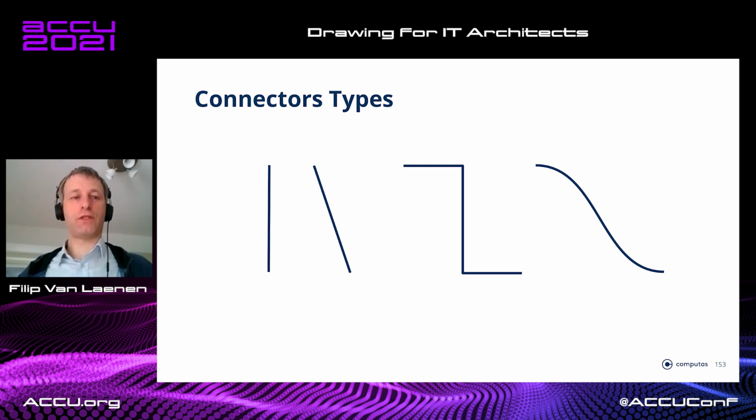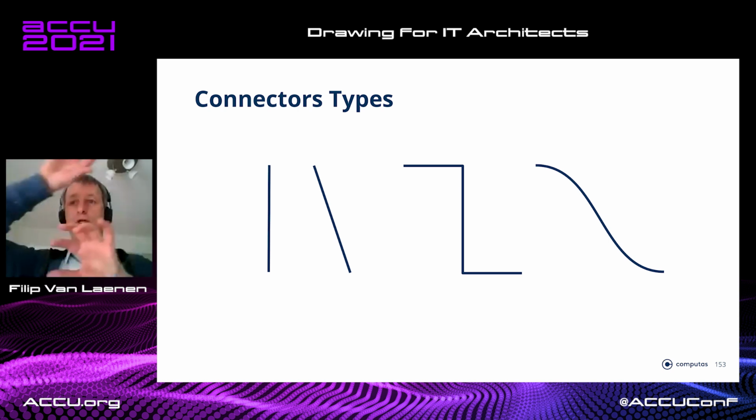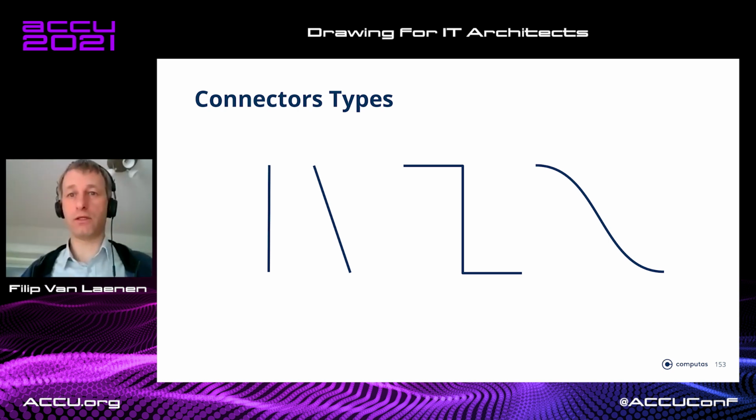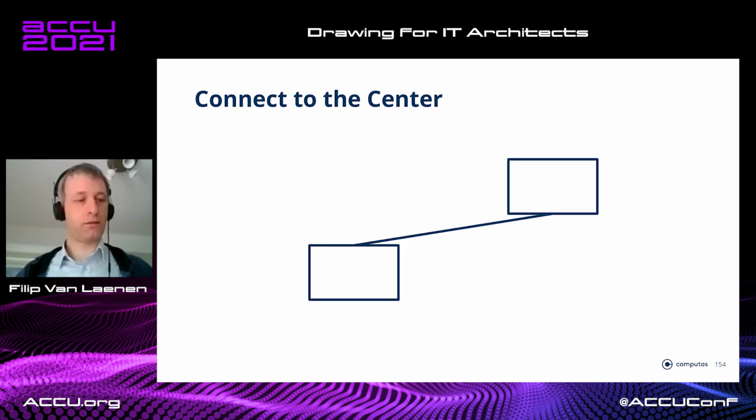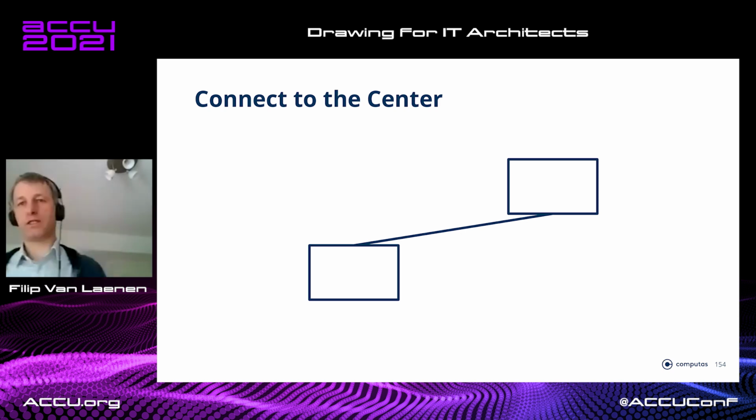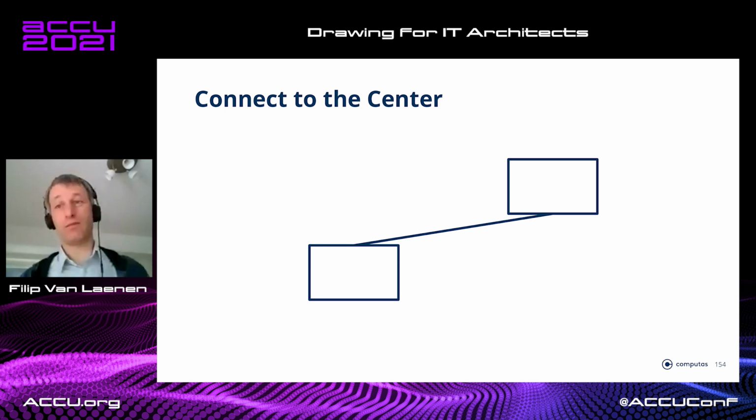And then there's, of course, the type of connectors. Straight lines. Are you going to use diagonal lines if components are not aligned vertically or horizontally? Or are you using elbow lines? Or the curves on the right? I make sure to connect to the center. That feels more natural than having them at the middle of the connector.